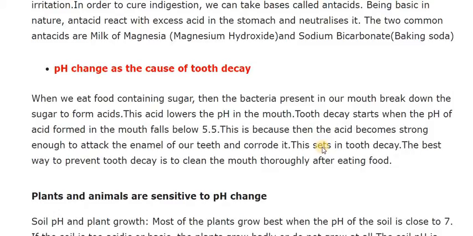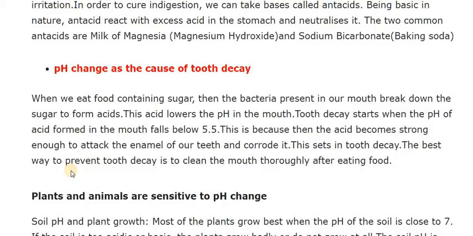The outer layer of the teeth is called the enamel. So if the pH of the mouth falls below 5.5, it creates a strongly acidic medium inside the mouth, and this strong acidic medium is enough to corrode the enamel of the teeth. So this sets in tooth decay. The best way to prevent tooth decay is to clean the mouth thoroughly after eating food.